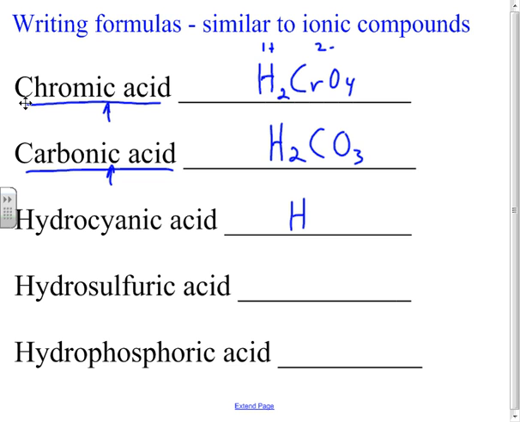So hydrocyanic acid is going to be hydrogen and the cyanide polyatomic ion, 1+, 1-, so that's a 1-to-1 ratio. Hydrosulfuric acid is going to be hydrogen and sulfur, no oxygen because the hydro indicates there's no oxygen. The sulfide ion has a 2- charge, so we need 2 hydrogens with the sulfide ion. Hydrophosphoric acid is again going to be just hydrogen and phosphorus, no polyatomic ion with oxygen because of the hydro. The phosphide ion has a 3- charge, so that is going to be H3P.